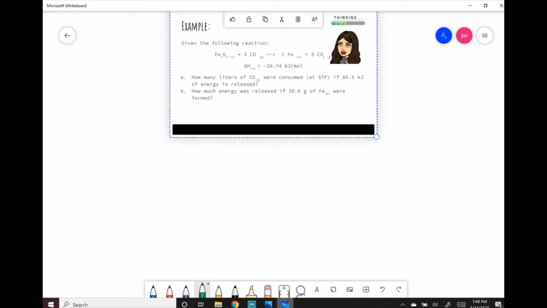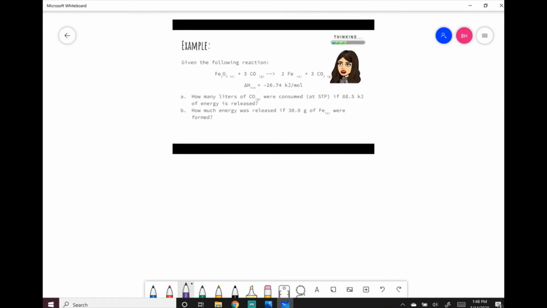All right, so here's our next problem. So we're going to have 2 steps. These are both going to be some dimensional analysis type problems. So let's look at A. A says how many liters of carbon monoxide were consumed at STP if 88.5 kilojoules of energy were released. Well, we know a little bit. We know that if 3 moles of carbon monoxide are consumed, this is how much will be released.